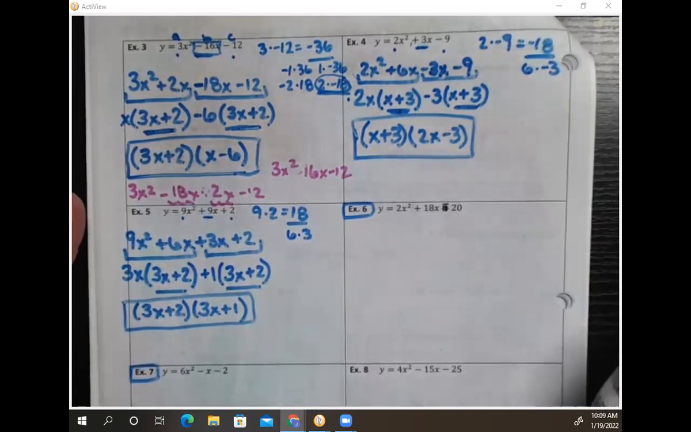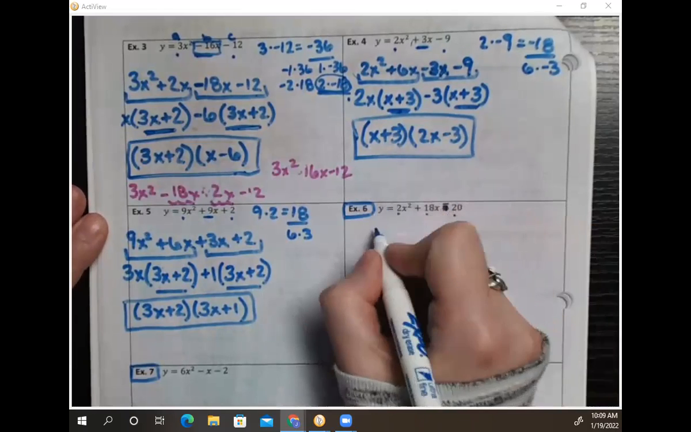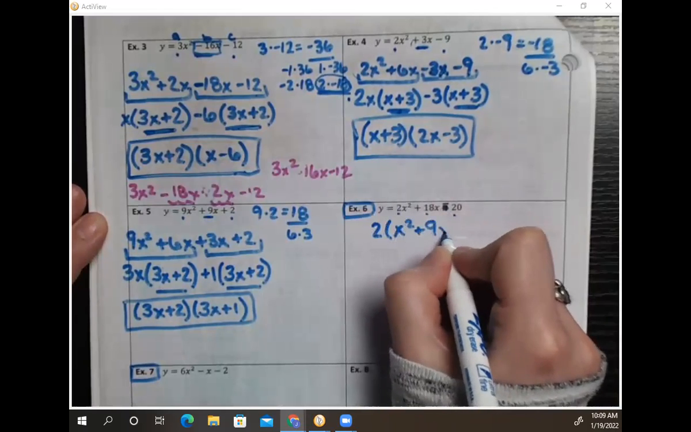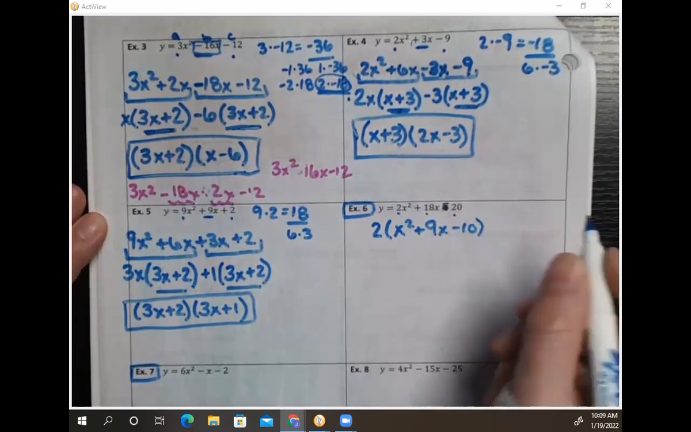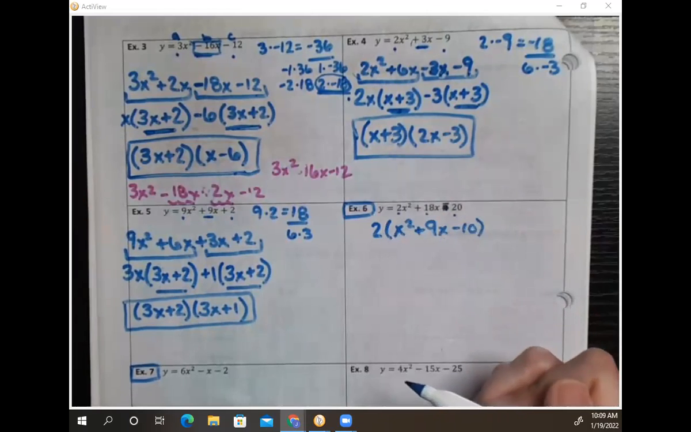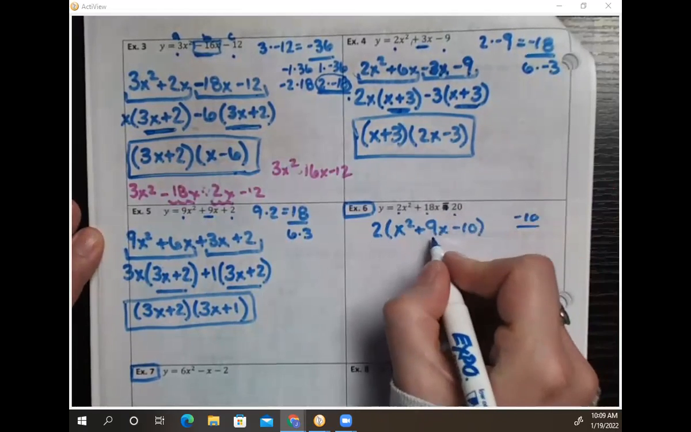Okay, let's take a look at example 6. What's the first thing I want to do on this one? There's one thing I can do before that. Yeah, I can actually divide all these terms by 2. That would give me x squared plus 9x minus 10. And then when I divide out that GCF of 2, this becomes something we could factor like when we started factoring. So factors of negative 10 that add to 9.